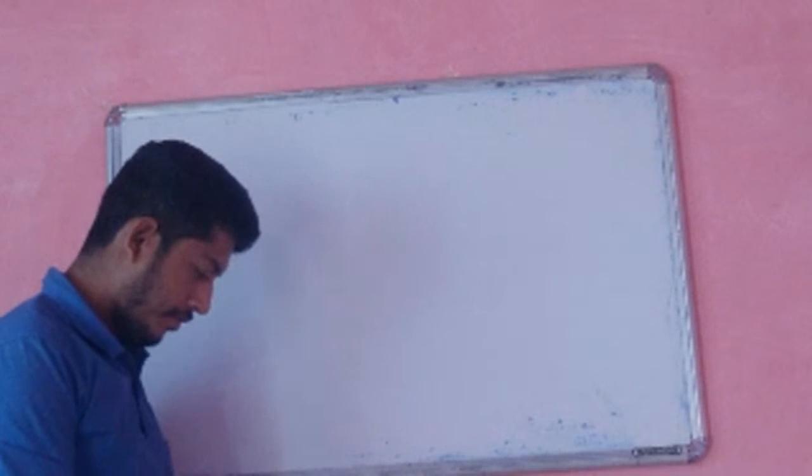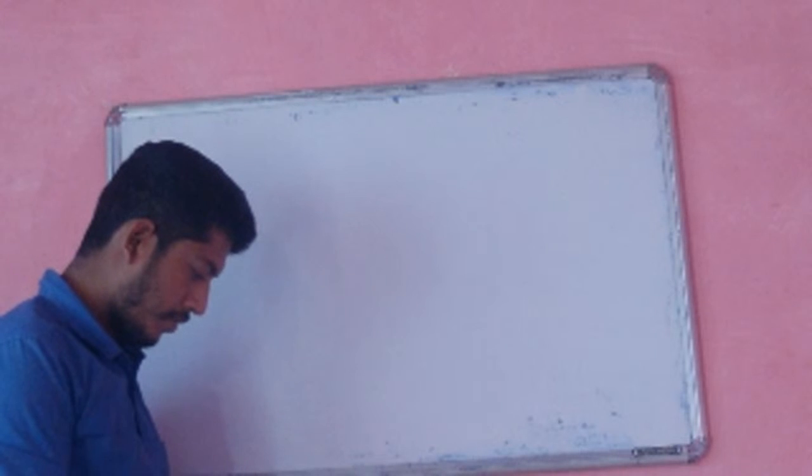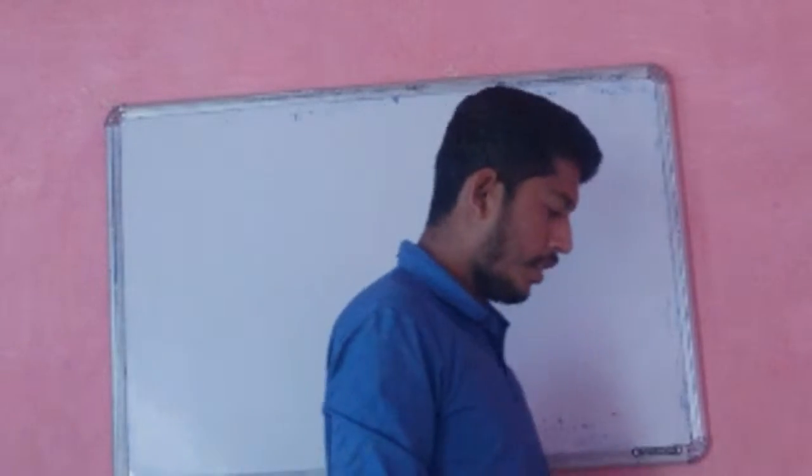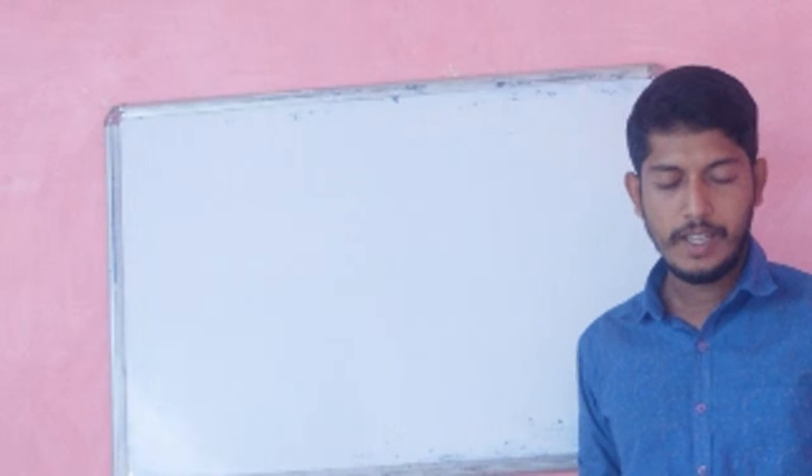Second one. If the median of the distribution given below is 28.5, so they give the median value, that is 28.5, find the value of x and y, and they will give the class interval values. Okay, that is the second problem.